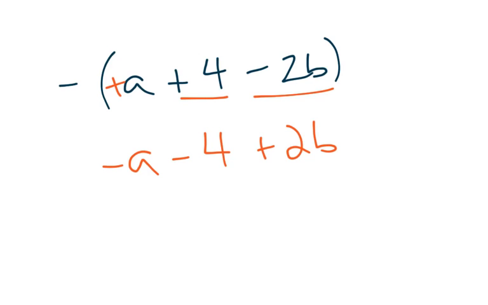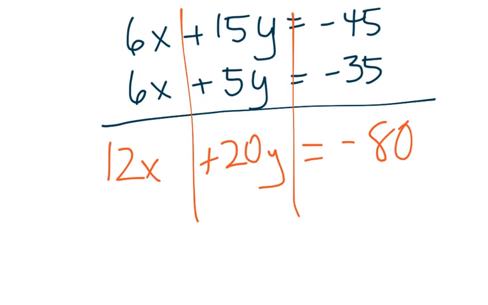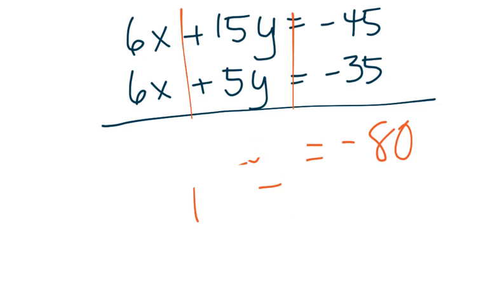It doesn't change the numbers. If all you do is distribute a negative, it does not change any of the numbers. It only changes their sign. So notice that we don't need it to change the 6's. The 6's are fine. What we need is one of them negative and one of them positive.